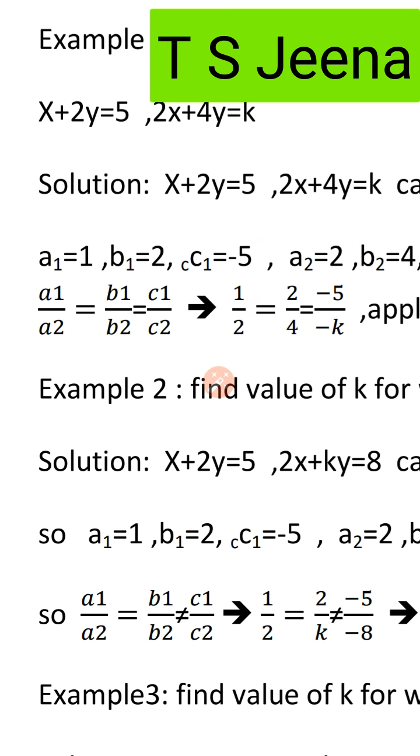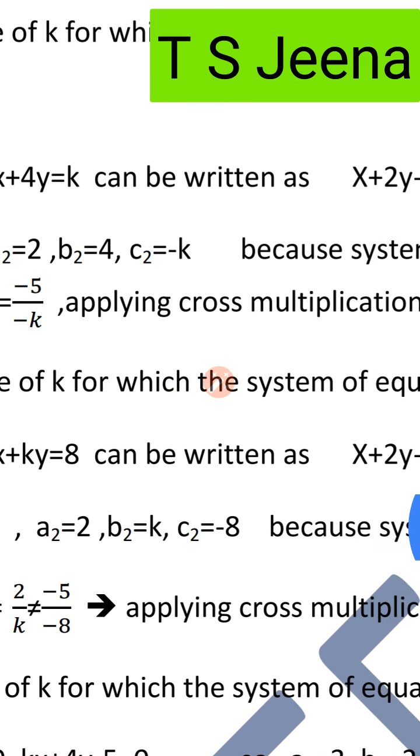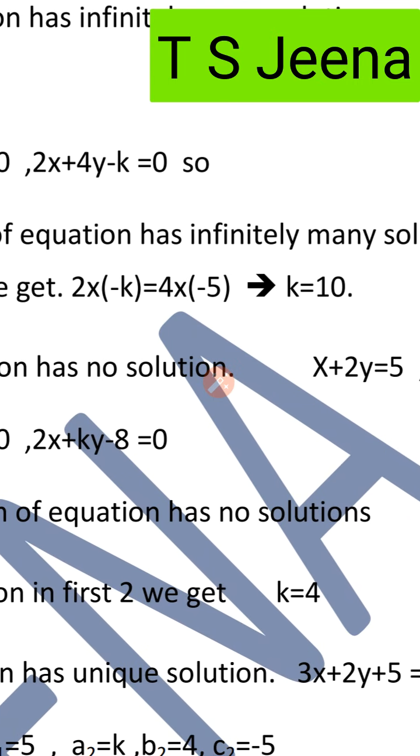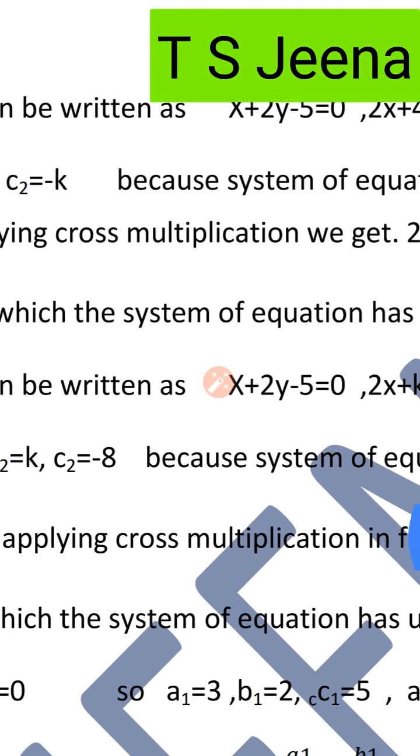This substitution, and apply cross multiplication here. If you apply cross multiplication, you will get 2 times minus k equal to minus 20. This gives you k equal to 10. This way you can determine the value of k under the condition that the system has infinitely many solutions.